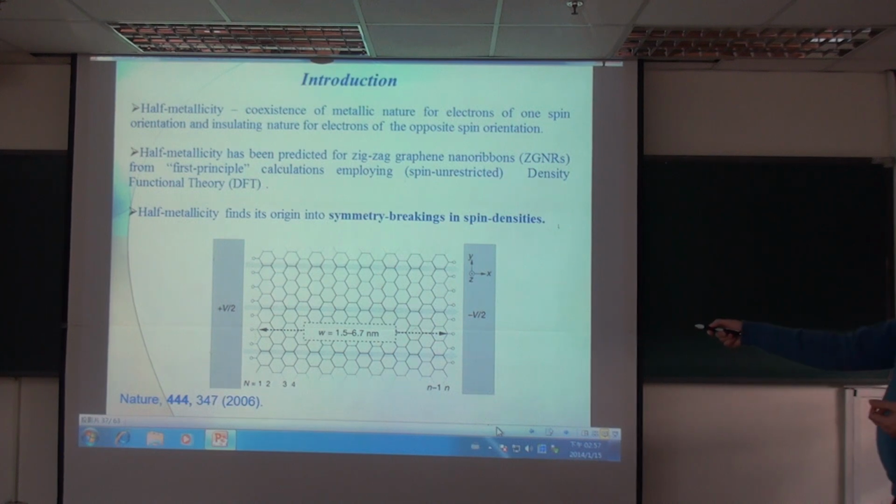The problem is that half metallicity finds its origin in symmetry breakings in spin densities, and as you have seen, these are artifacts due to too approximate treatment of electron correlation. So suppose you have a zigzag graphene nanoribbon, which was drawn here, and you apply a perpendicular external field.